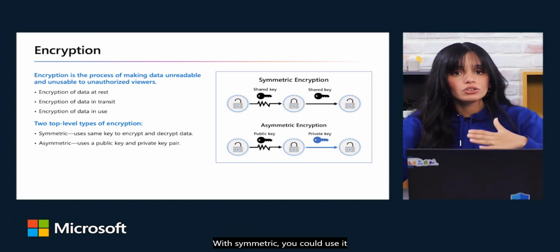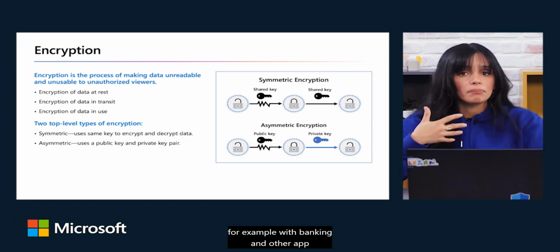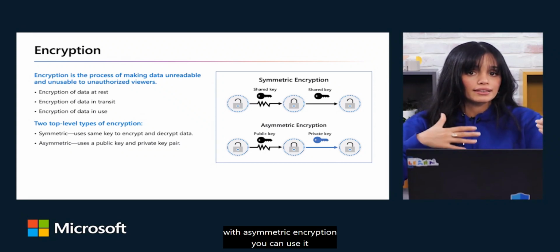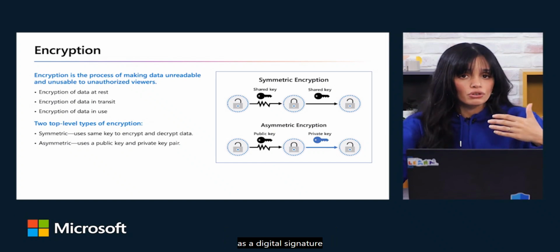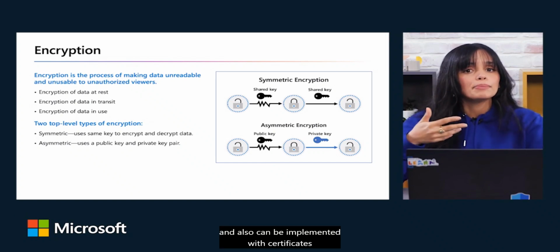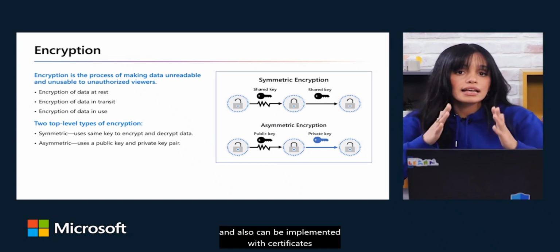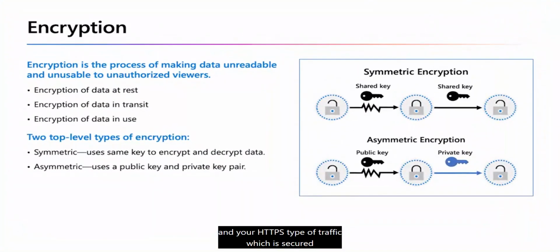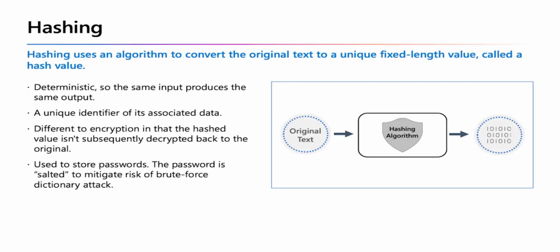With symmetric encryption, you could use it, for example, with banking and other apps. With asymmetric encryption, you can use it as a digital signature, and it can also be implemented with certificates and your HTTPS type of traffic, which is secured using Transport Layer Security, and they use this method for encryption using asymmetric keys. Now let's talk about hashing.